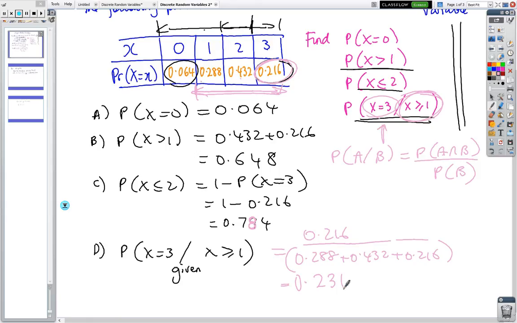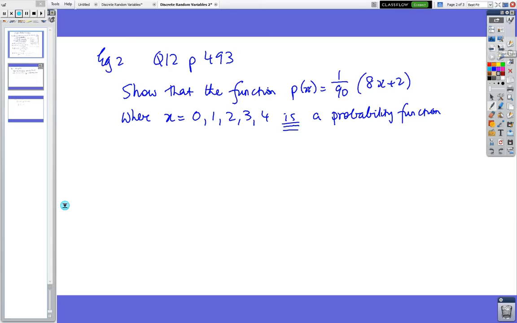Okay, so I think that might be the last slide. Let's just check. Oh no, here's another question, another example of a variation of the question. Show that the following function, probability x equals 8x plus 2 over 90, where x equals 0 to 4, is a probability function. So what we do is we set up a table.